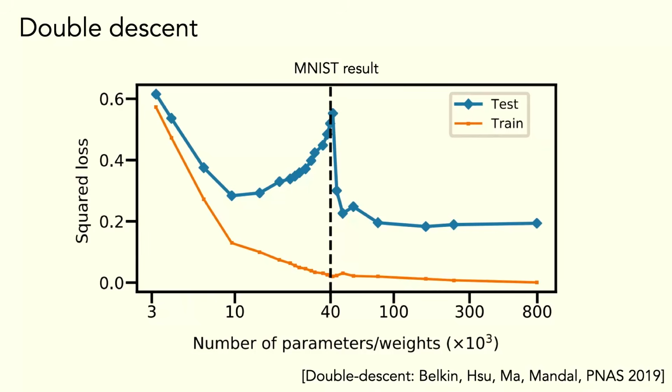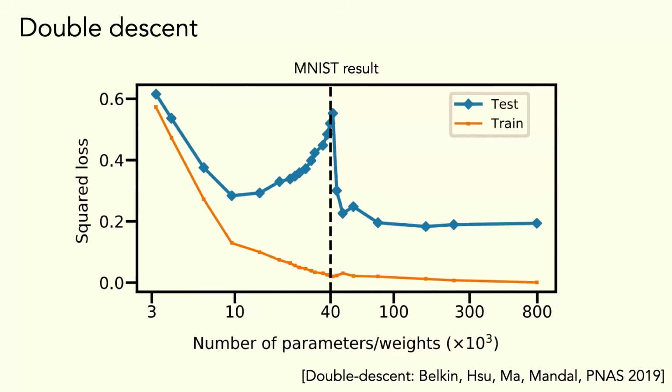OK, so here's an empirical result of double descent. This is training an MNIST classifier, and you can see this really happens. The train error just always goes down as I add more weights. So I increase the width of my model, I get universal approximation. But test error spikes, and then it goes back down.